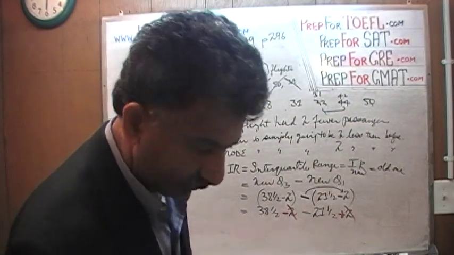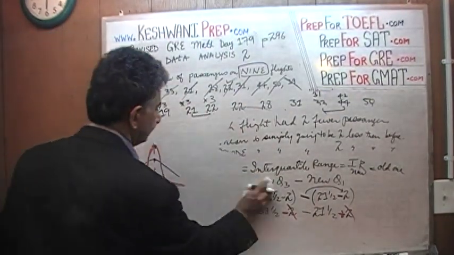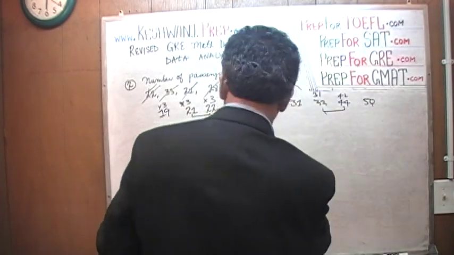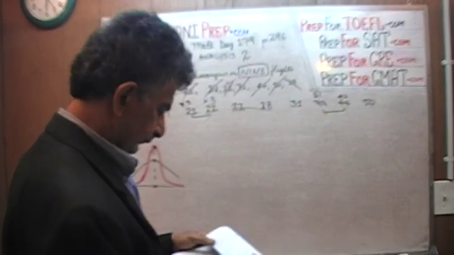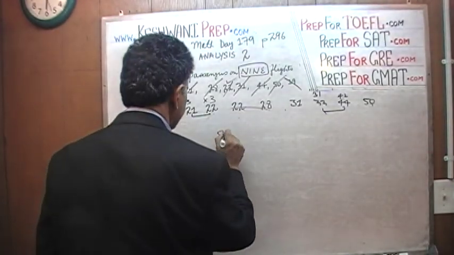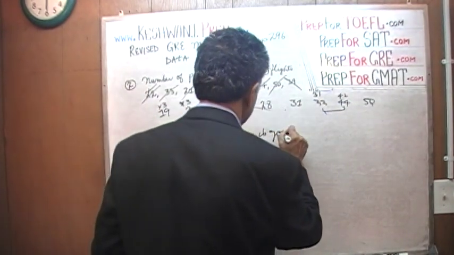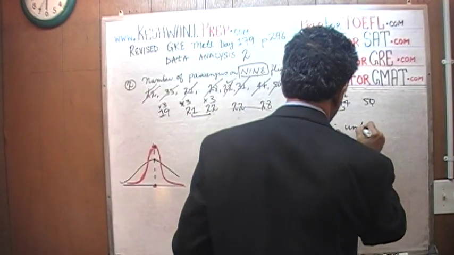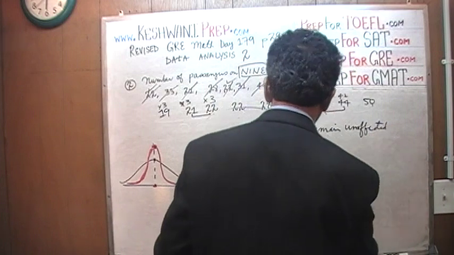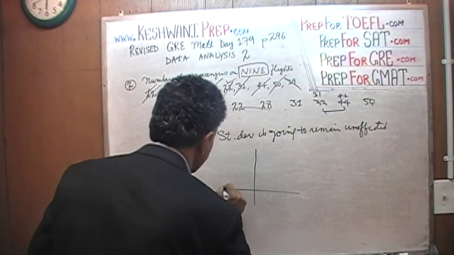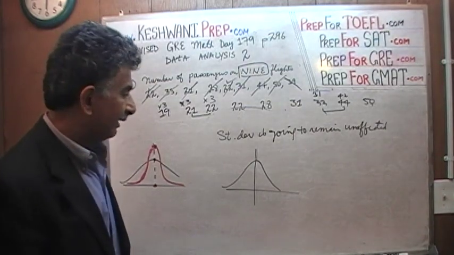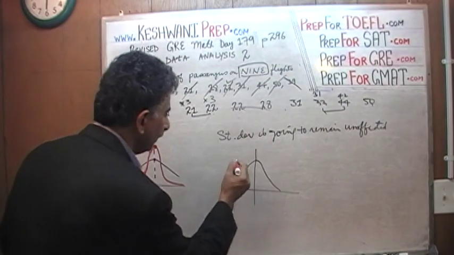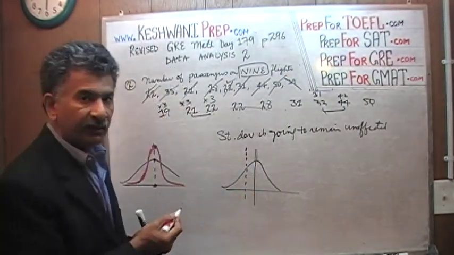What happens to standard deviation? Let's talk about it. The standard deviation is going to remain unaffected. Why? Because whatever your spread was around the mean, that spread is going to be the same, except that now your mean is 2 less than before. In other words, every single observation is 2 less than before.